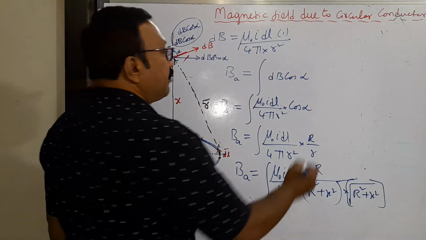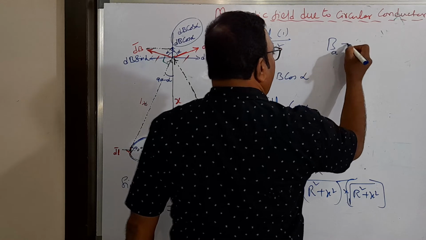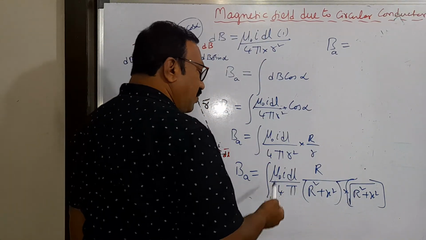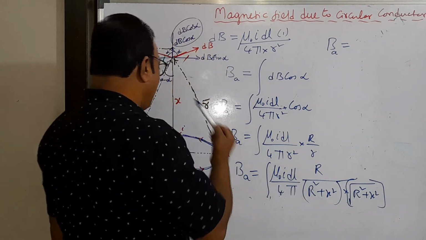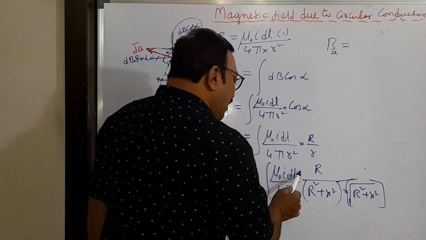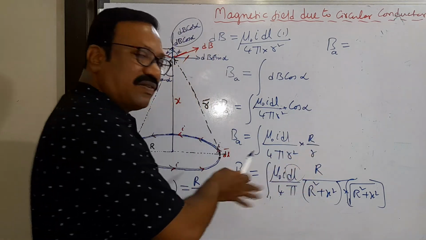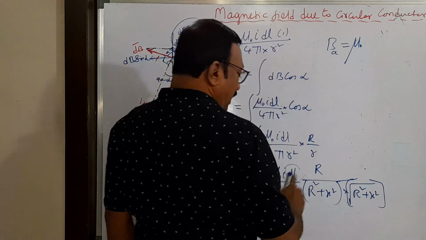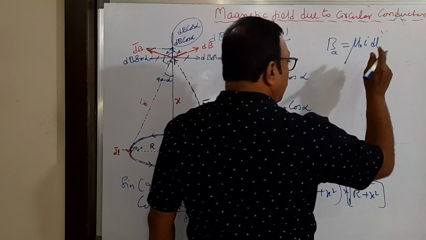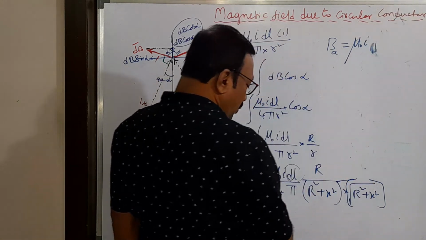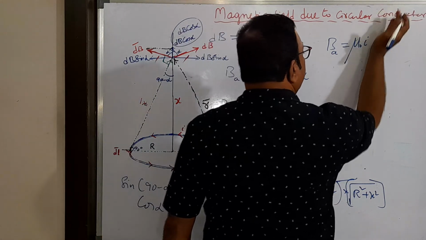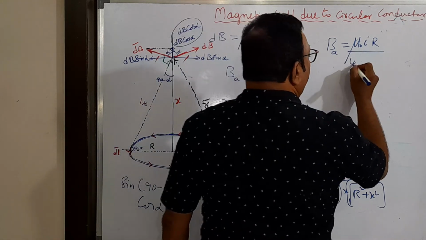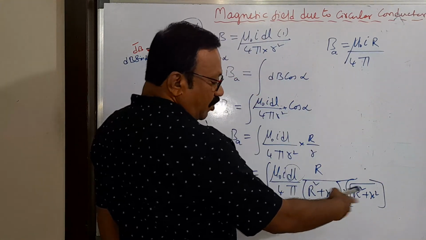Final expression: the magnetic field on the axis is equal to, here mu is constant, I is constant, 4 pi is constant, radius is constant, and we fix distance x also constant. I have to integrate only dl, all the others you can write as they are. So this is mu naught I dl, I will write dl in the end, mu naught I into r divided by 4 pi.